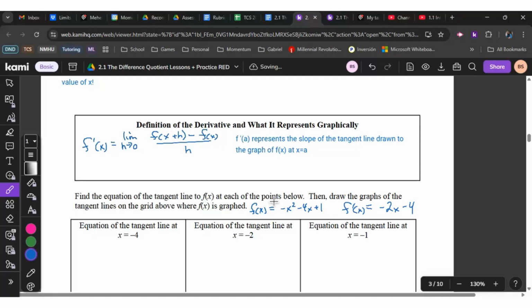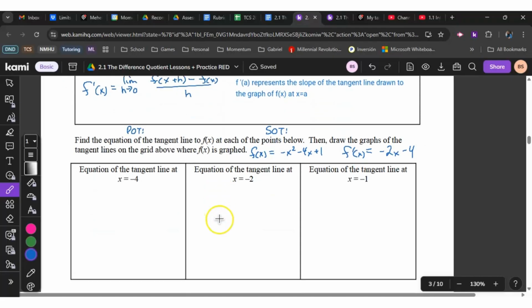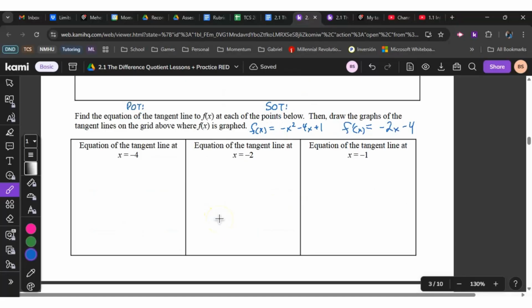Now we're going to define 2 more things for you: something called the POT and the SOT. What's the POT? Do you remember? Point of tangency, exactly. So in other words, this is just f of a, just x, y. The SOT is our slope of tangency, so this is f prime at a. Take the derivative at that same value.